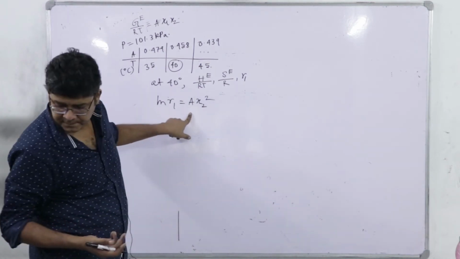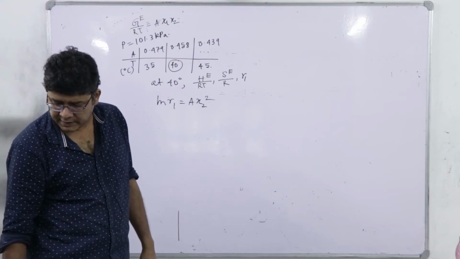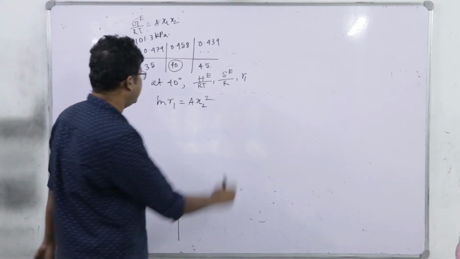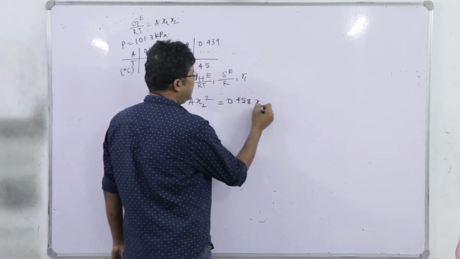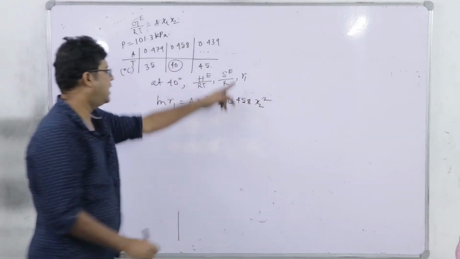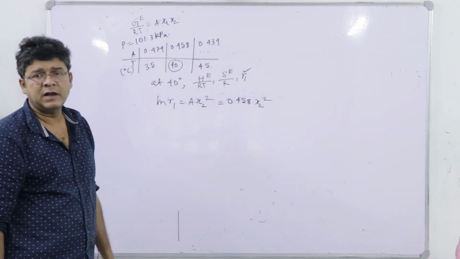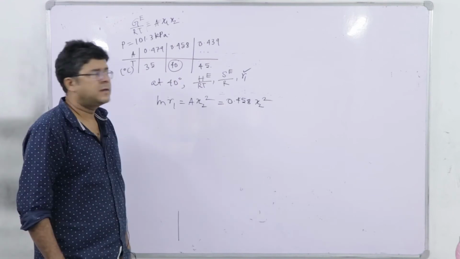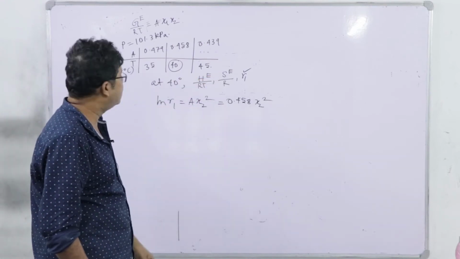So A at 40 degree is 0.548. So directly we get the answer 0.548 x2 square. So that is the answer for ln gamma 1. Now, whenever you are solving this HE and SE, how to solve this?